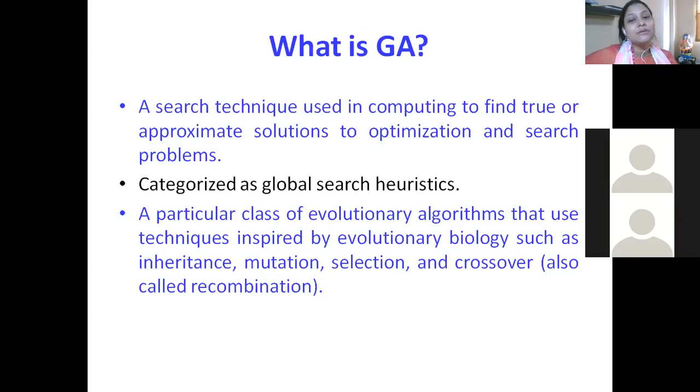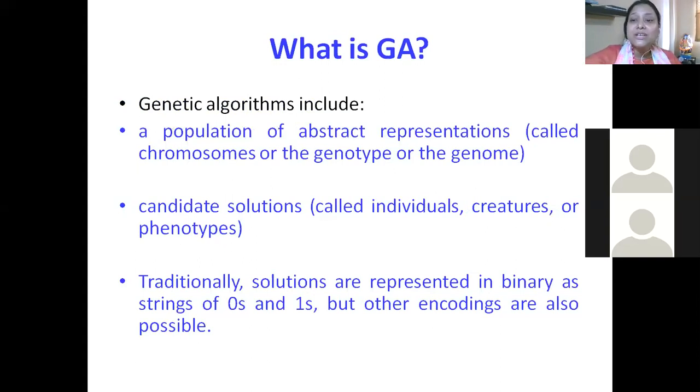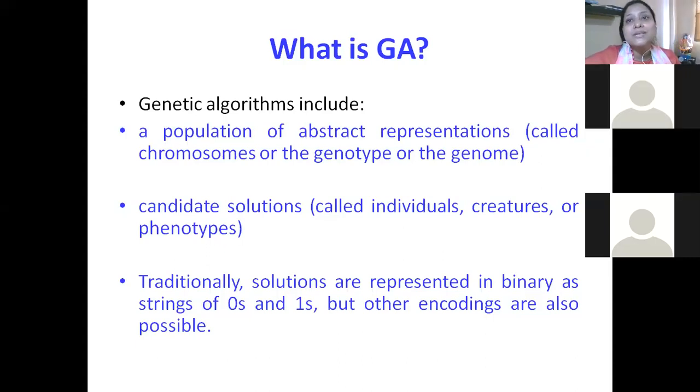So this offers a concept of evolutionary biology. Now, what is GA? The genetic algorithm includes a population of abstract representation. I have already told that there must be a start process and an end process, right? There must be a start step. The start step is the generation of a random population. So this is the start state. And obviously, what is the end state? The end state is when we have reached a particular solution, where we get our optimal solution or the fittest solution.